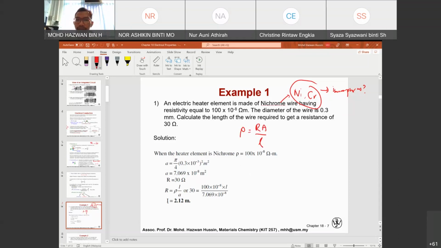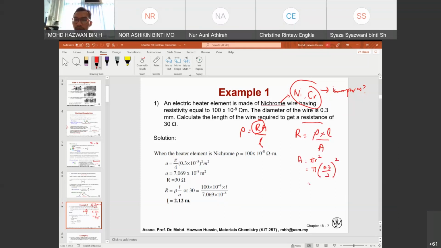Okay. So the question actually asks for the resistance. It asks about R. So R is equal to rho multiplied by L over area. The area you can calculate from the diameter of the wire. So A is equal to pi r squared. Okay, so pi, the diameter is 0.3, divide by 2, and then after that you square it. Okay, and in the end of the day, you will get the value.